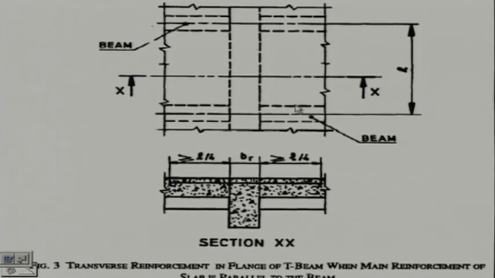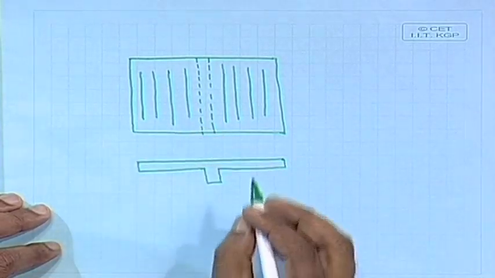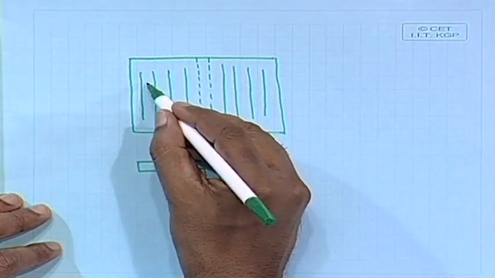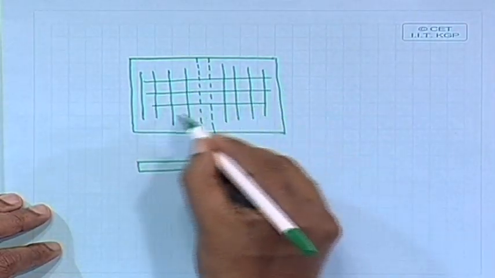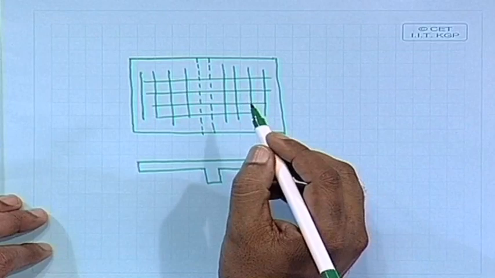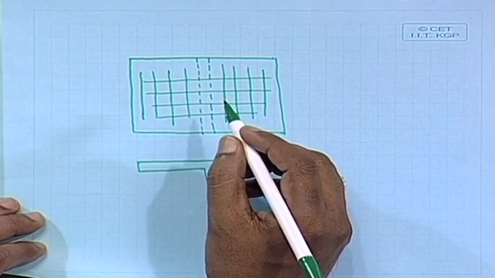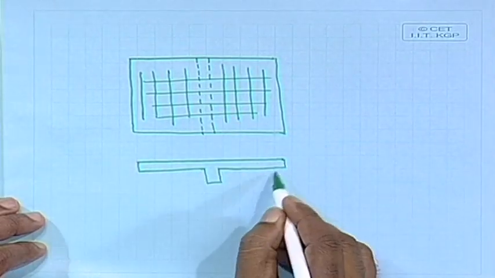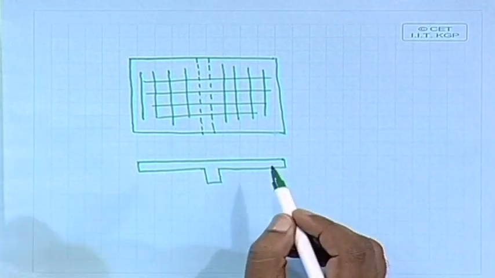So, I shall show you the main reinforcement of the slab along this line. Our transverse reinforcement we have to provide this way, and that should not be less than 60% of the main reinforcement. In that case also we can take the slab as a part of the flange of a T beam.